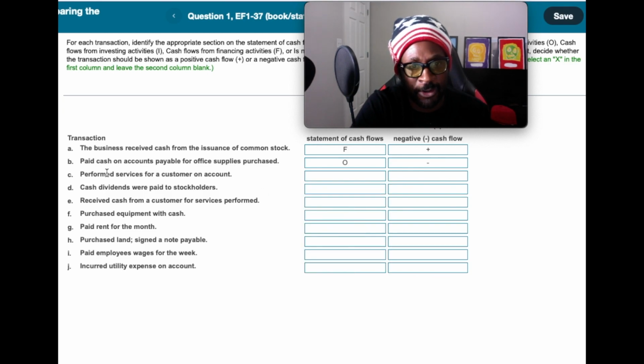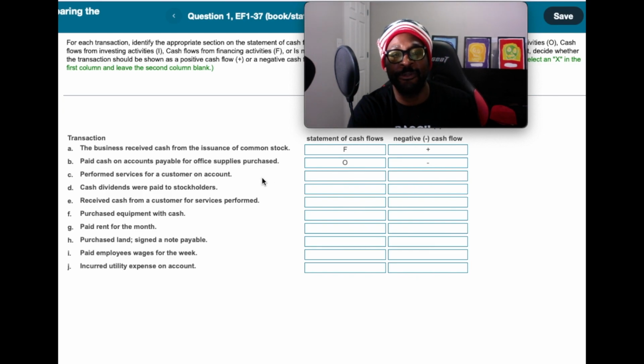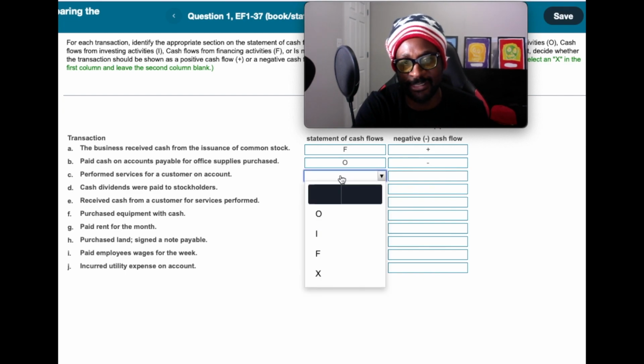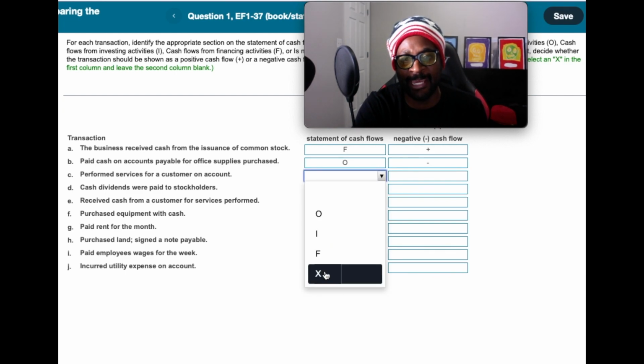Next, perform services for a customer on account. Keywords, perform services on account. Now, services were performed, which we know affects revenue. However, it was on an account. Since it's on an account, no cash is related. Therefore, this is a non-cash related activity. So we're going to go ahead and put a big fat X.